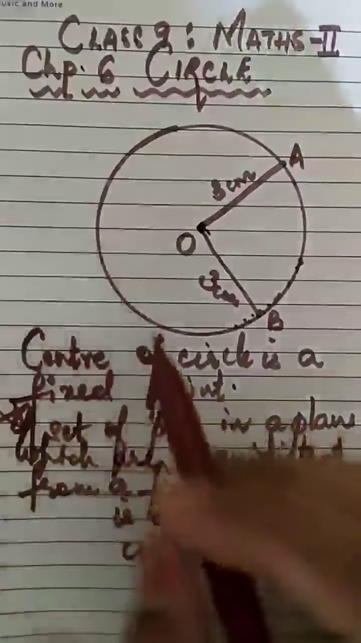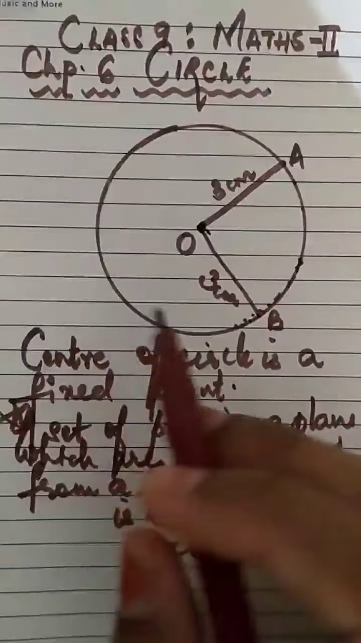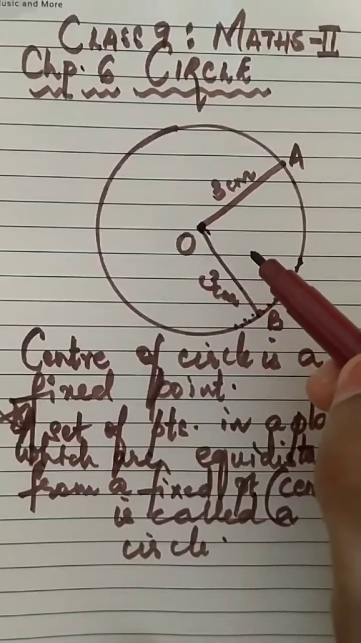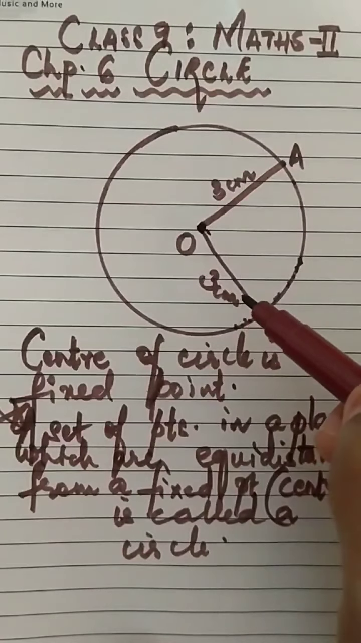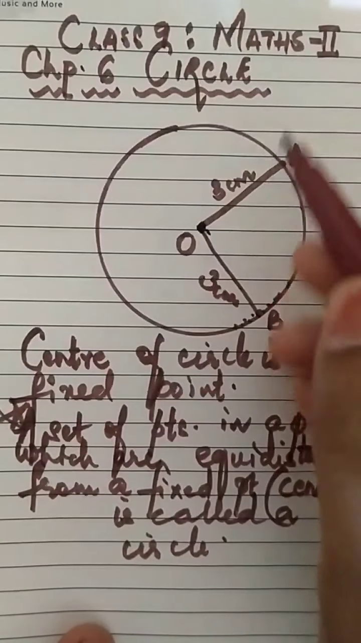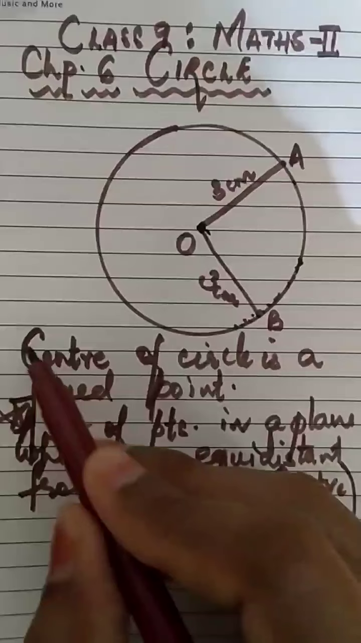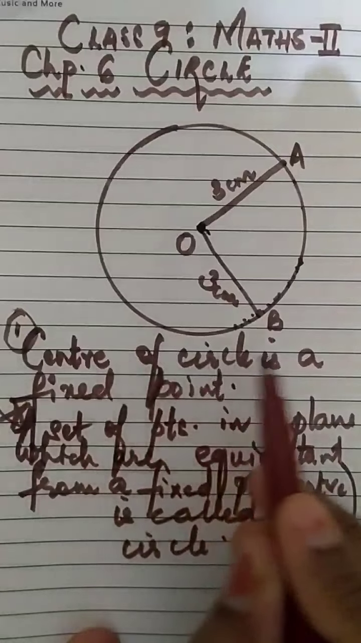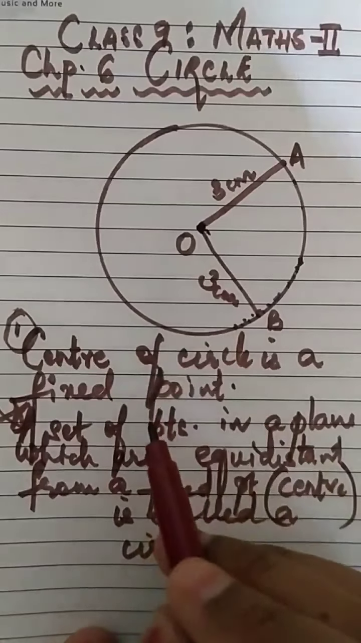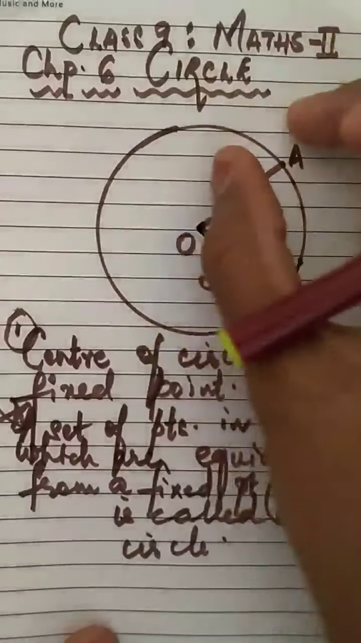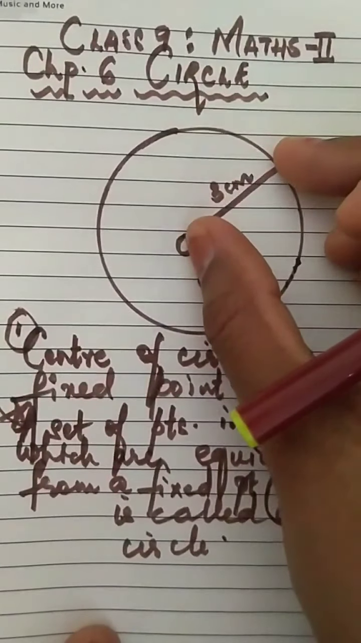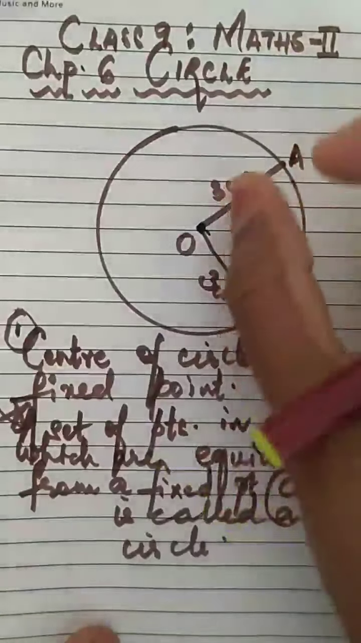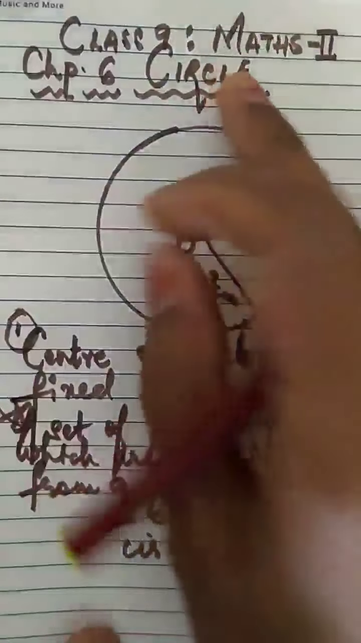After discussing the definition of a circle, now let us see the different parts of the circle. As we know, OA and OB both are radii, plural of radius, R-A-D-I-I. This fixed point is called the center of the circle. First you write the definition, then you write that the center of the circle is a fixed point. After that you talk about the radius. What is a radius? Radius is a segment from the center of the circle to a point on the circle. From the center to a point anywhere on the circle.